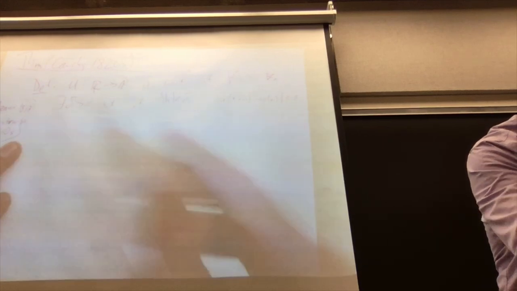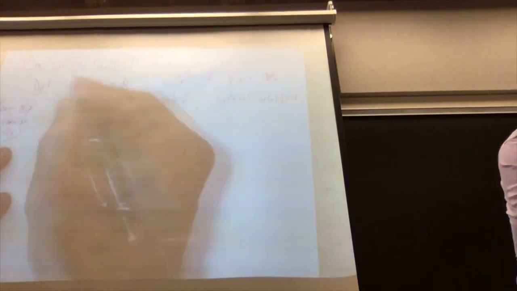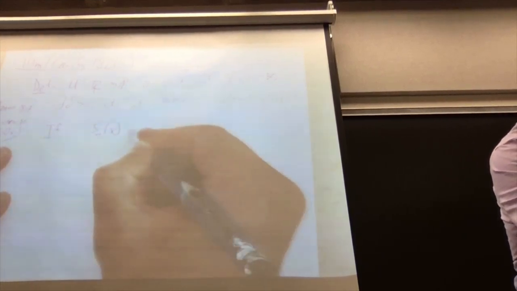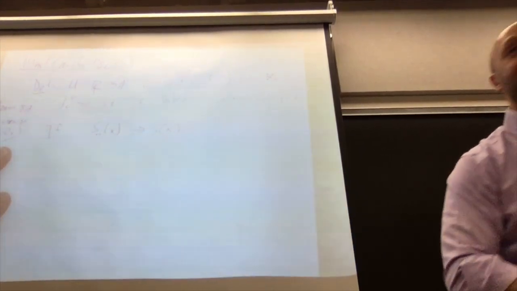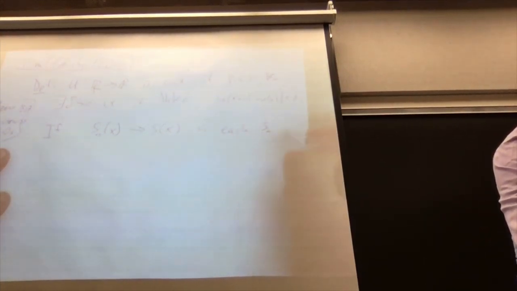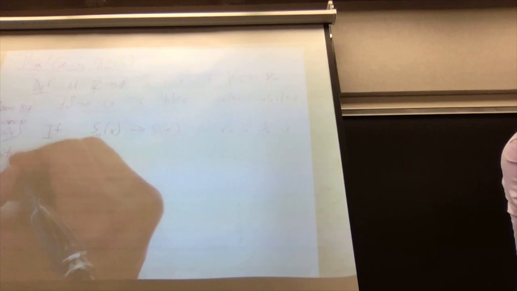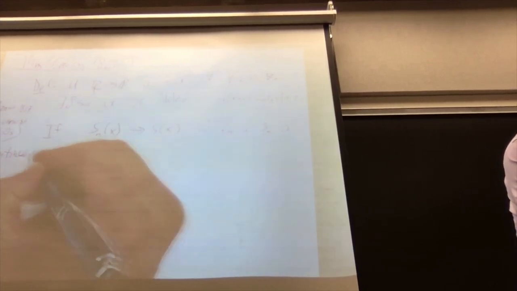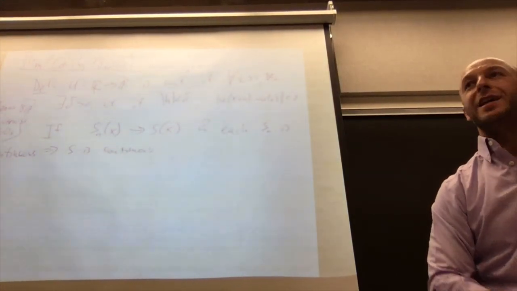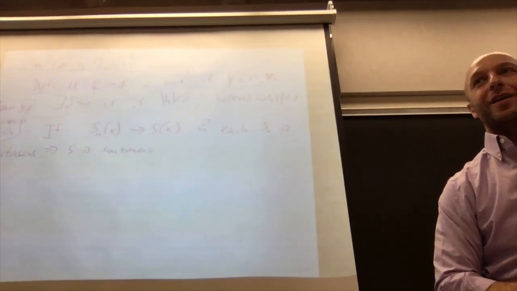So Cauchy has this beautiful definition, and here's his theorem. If a series of functions converges to another function, and each Sn is continuous, then S is continuous. And then he has a big fight with Fourier.